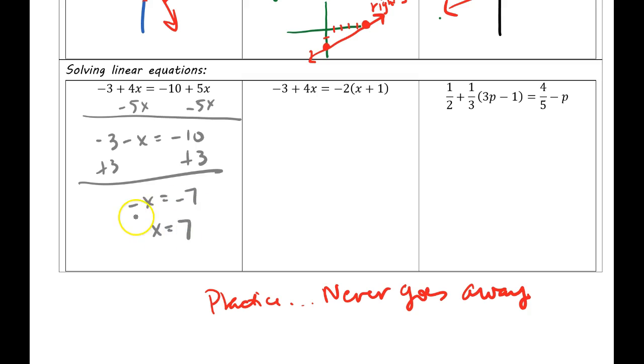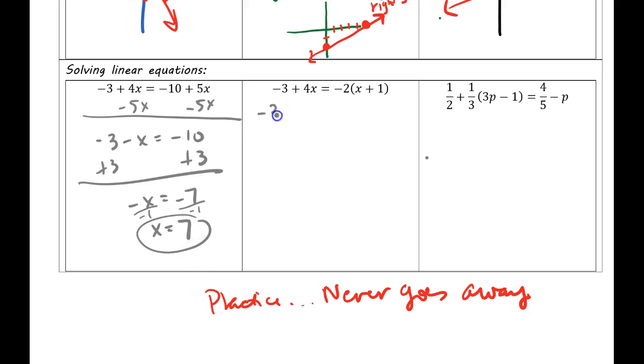And then you don't want to leave a negative on the x. You're going to divide both sides by negative 1, is what I did there. Divide by negative 1, divide by negative 1, and you'll get your x is 7. So hopefully that's really familiar from geometry and algebra 1.